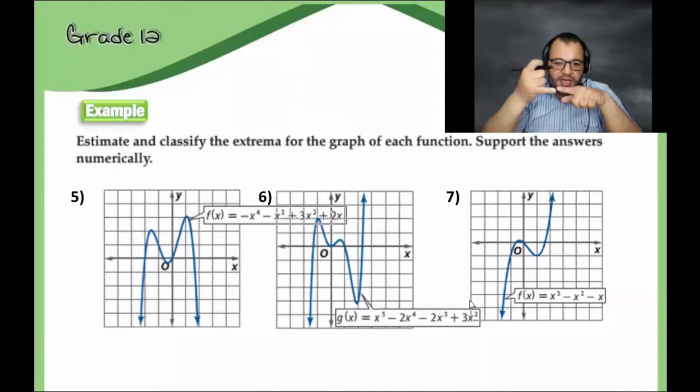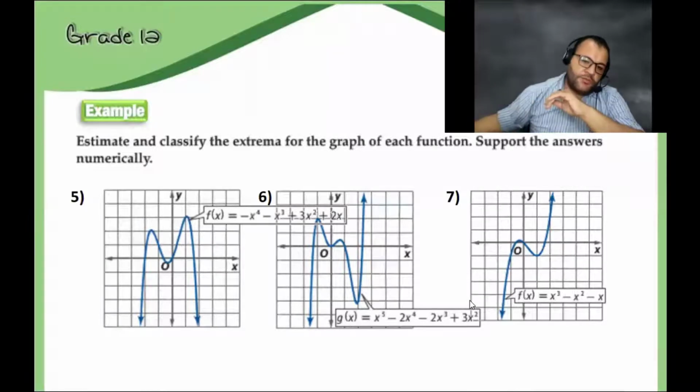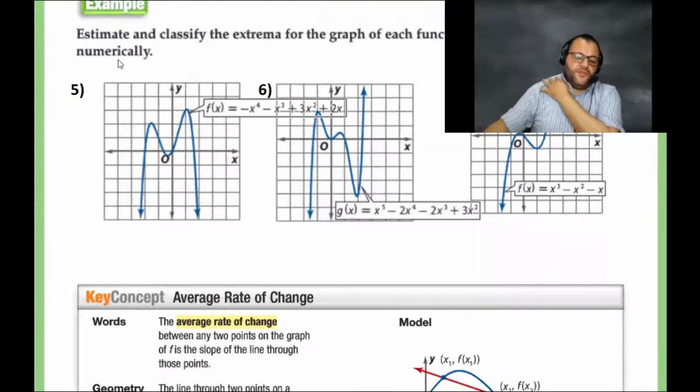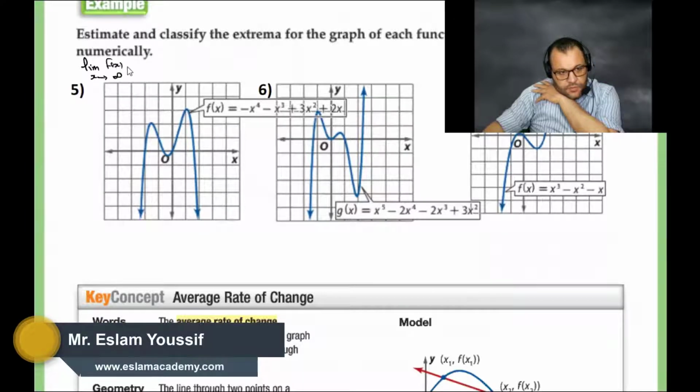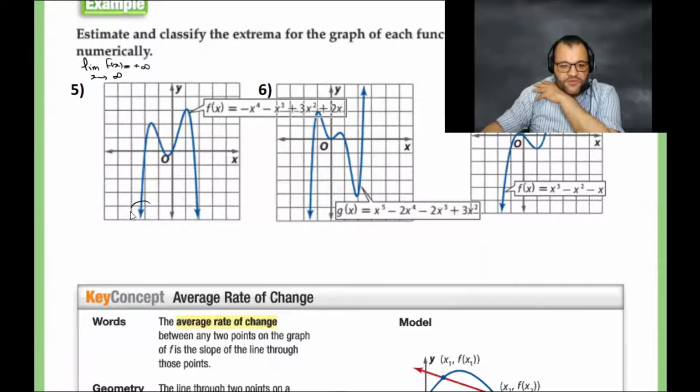We need to review all that we studied before: the end behavior, the increase and decrease, then the extrema, the maximum and the minimum. So for number 5, the end behavior: when x approaches negative infinity, f of x approaches negative infinity. When x approaches positive infinity, f of x approaches negative infinity. At the left side, the function is going down, and the right side of the function is also going down. So both of them are negative, okay?